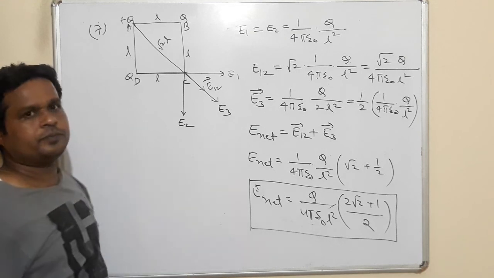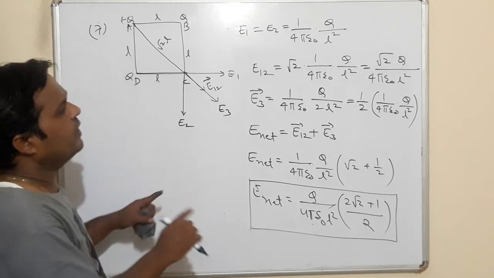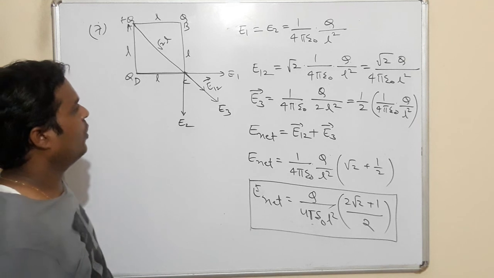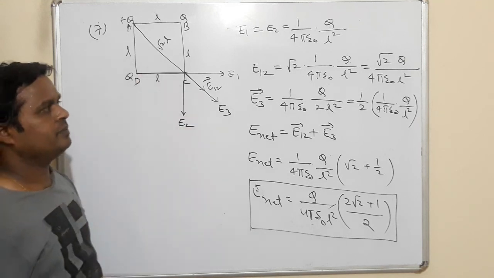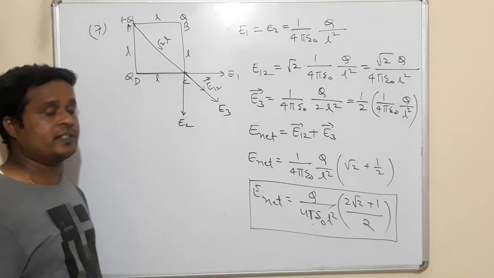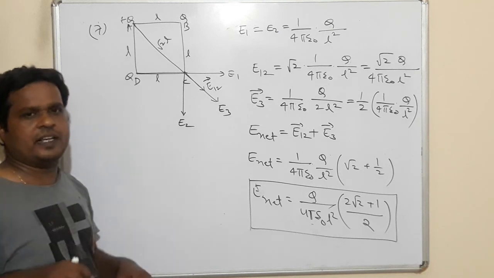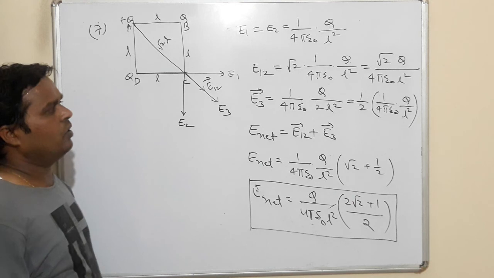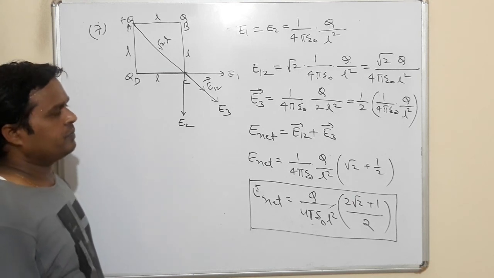Okay, this is the electric field due to a system of how many charges? 4 charges. If an n-sided polygon is given, or if a hexagon or a pentagon is there, you can calculate the electric field.